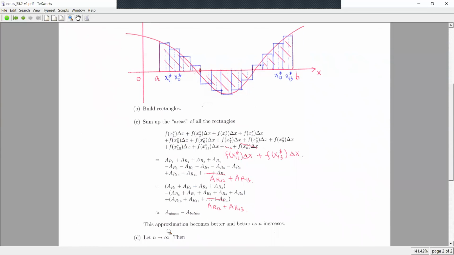Now, to make this approximation into an equation, we need to increase the number of rectangles. Here in this diagram, there are only 13 rectangles. Increase the number of rectangles to infinity. Then this sum will approach the area above minus the area below. That means it will approach the net area.